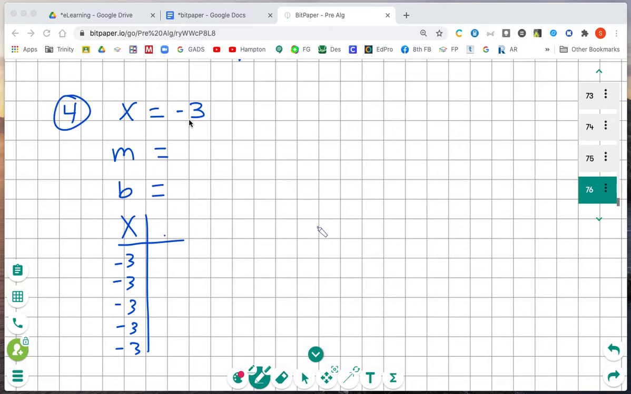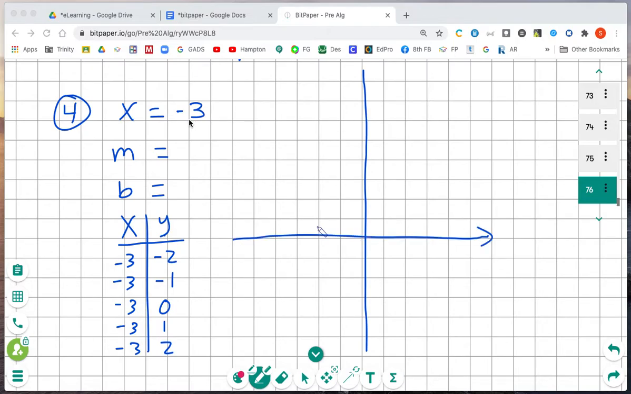Make this up. And then I'm going to put in -2, domain -1, 0, 1, 2, so that I have my ordered pairs that I can graph. I'm going to draw my y-axis and my x-axis. I'm going to make sure that I label them.